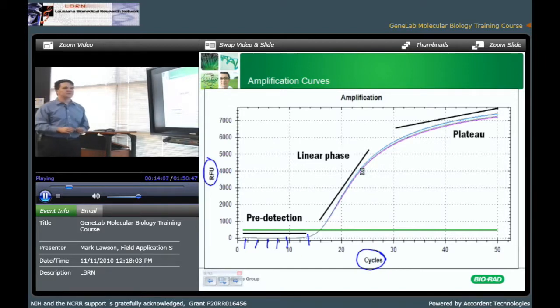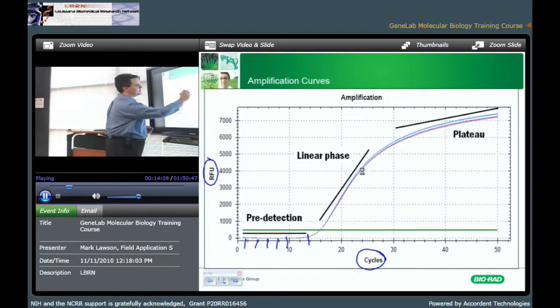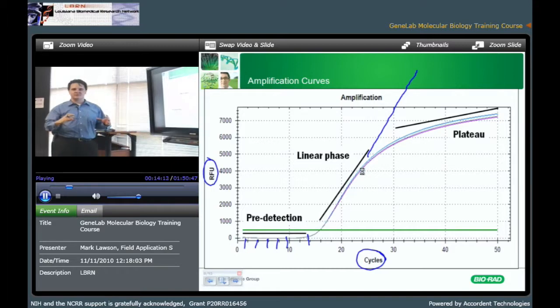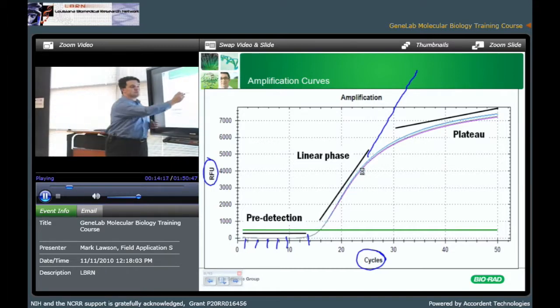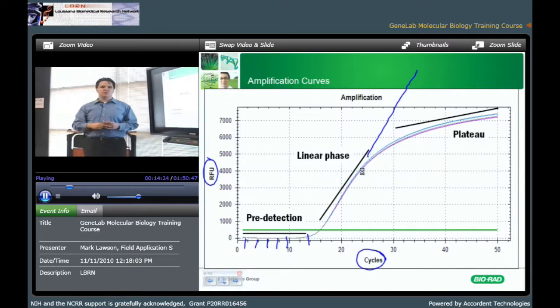Then we enter a plateau phase. If we never entered a plateau phase, we would have that Earth-sized DNA crystal. Now, why does the reaction begin to plateau? Using up parts of your reaction. Exactly. We're depleting our resources. There's not enough nucleotide. There's not enough primer. There's not enough Taq polymerase to make an infinite amount of DNA. So at some point, we're going to run out, right? And that's when our slope is going to begin to change.